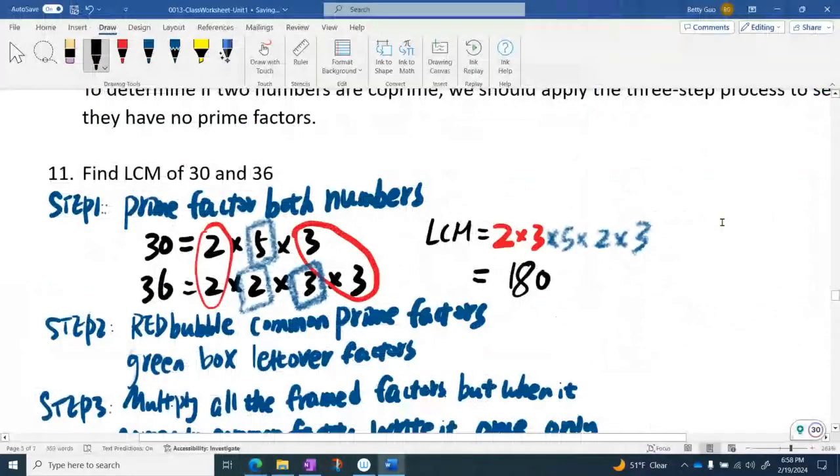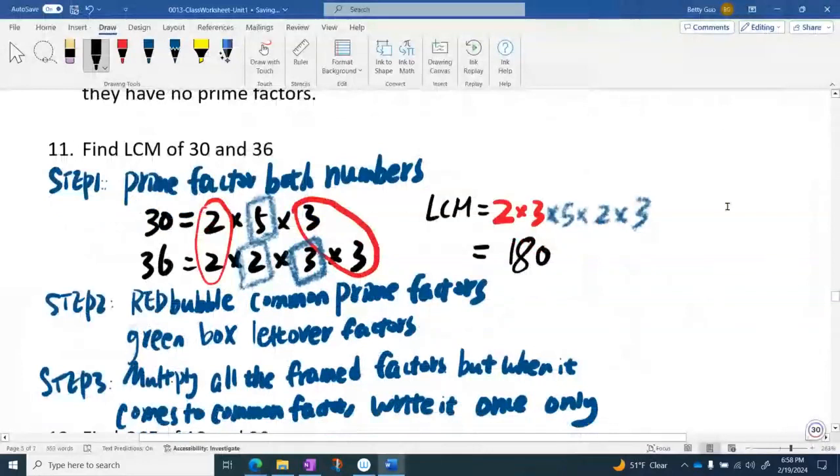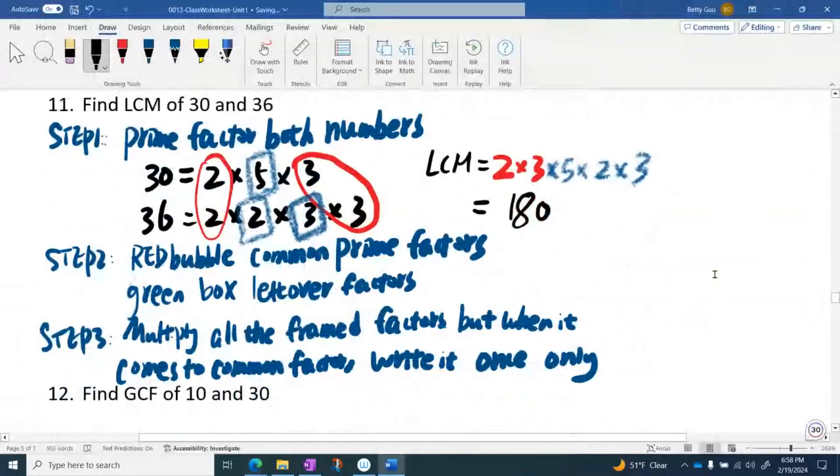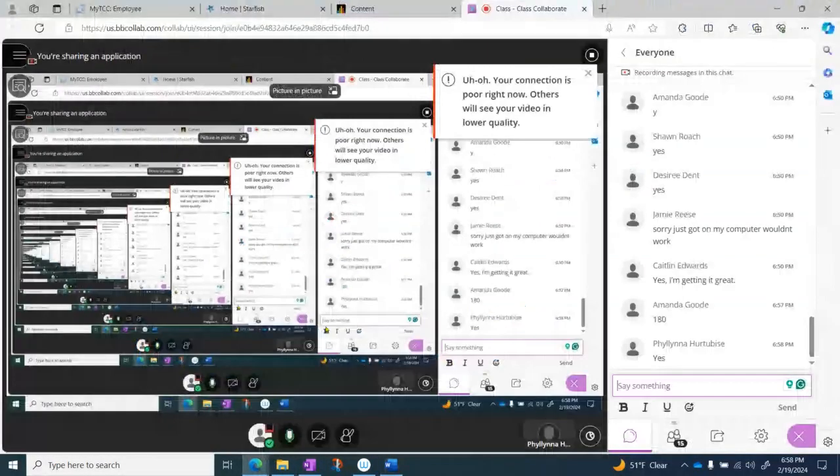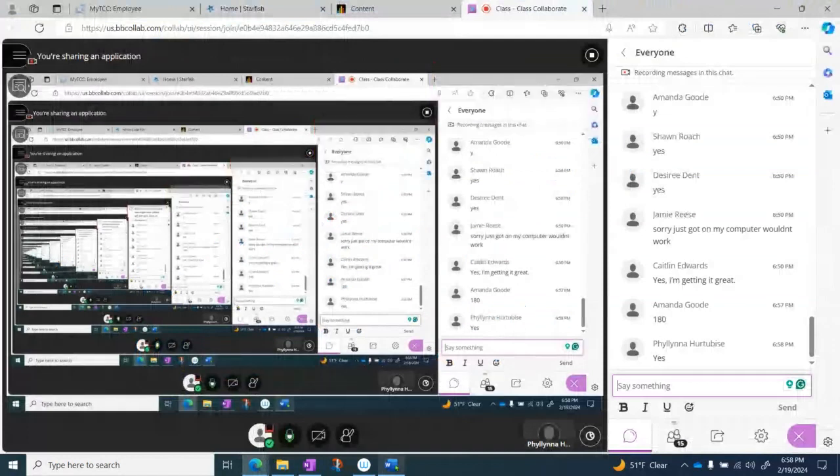Do you see the process? Part of it is the same as the GCF process. The first step is the same. The difference is in the second and third steps. When we look for the LCM, we do more. Yeah, okay, very good.